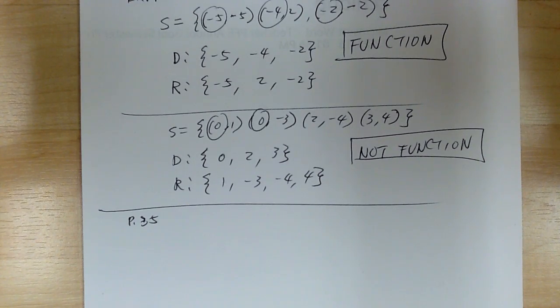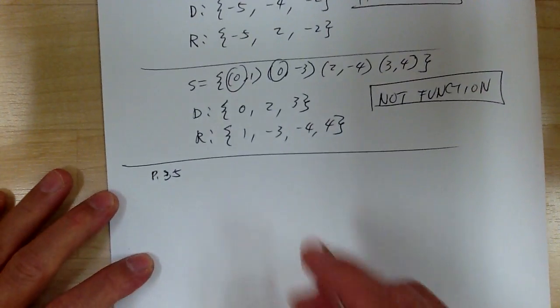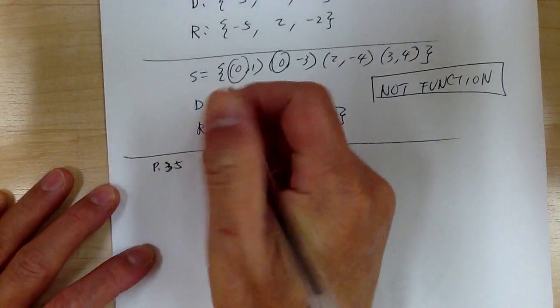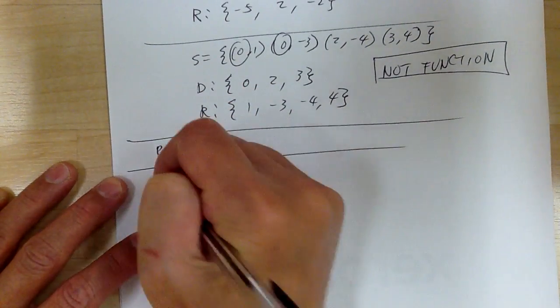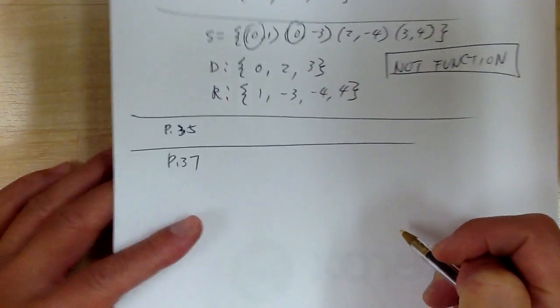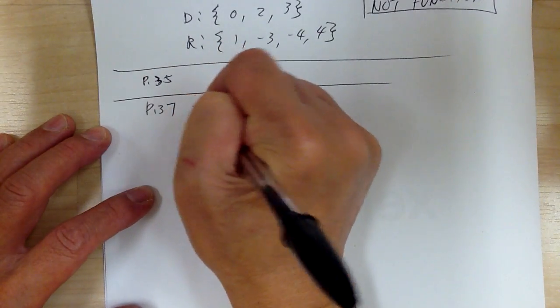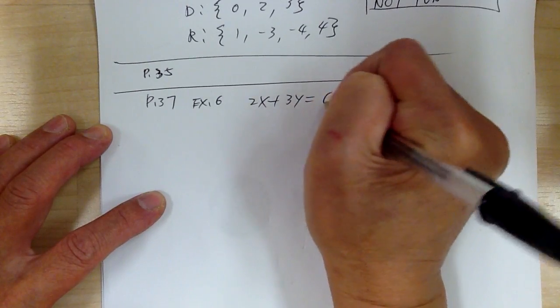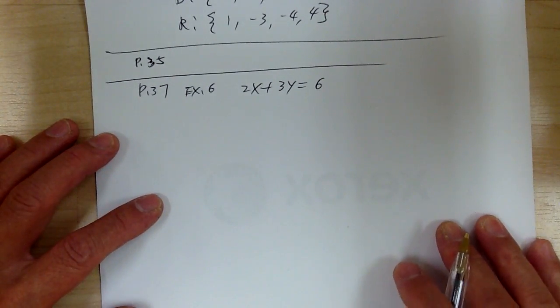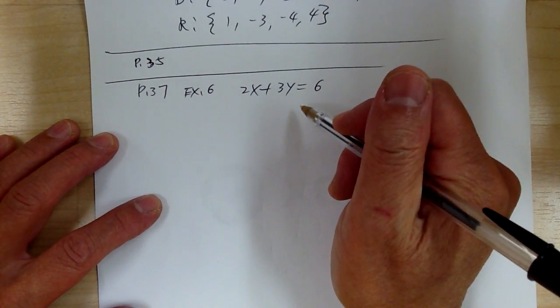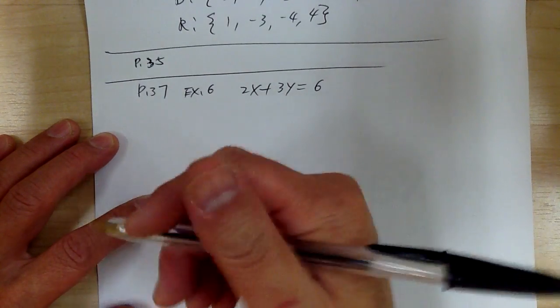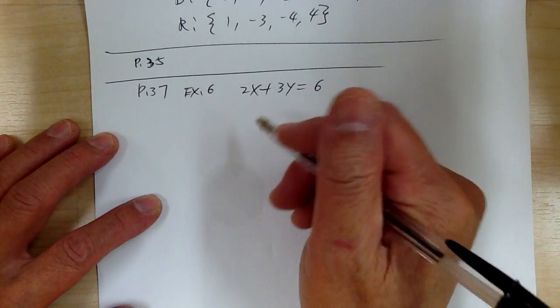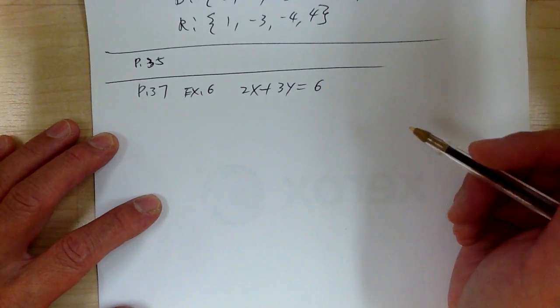Next thing is you need to know how to graph things. So let's go over some examples. If you go to page 37, example 6, you have 2x plus 3y equal to 6, and you want to graph this. The most basic way to do this is you make a table like in the book and you get points, plot the points, and connect the dots. Okay.